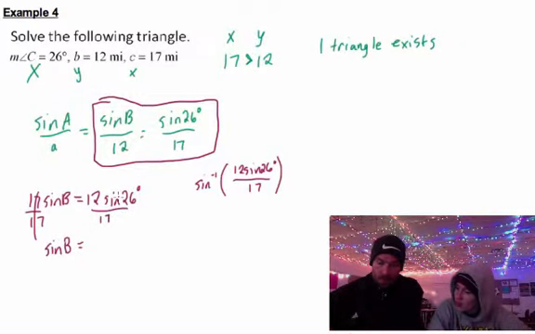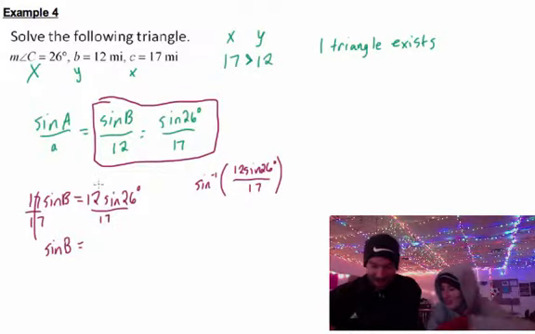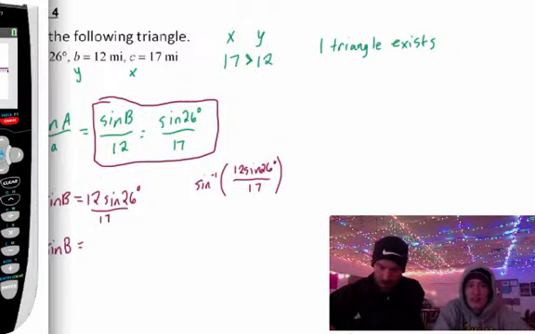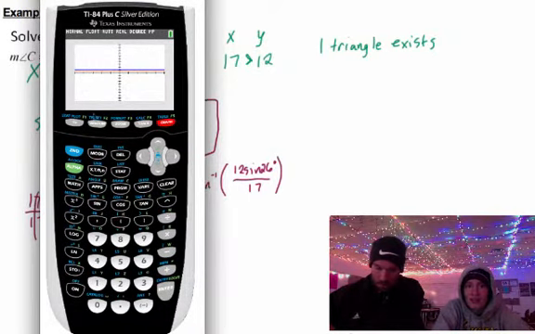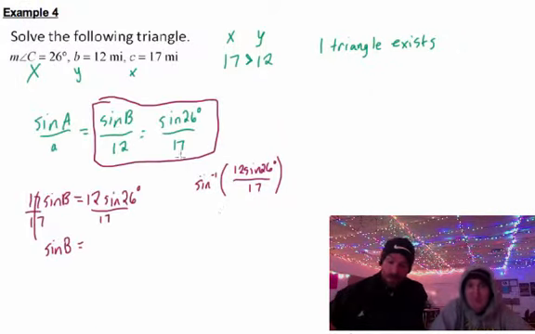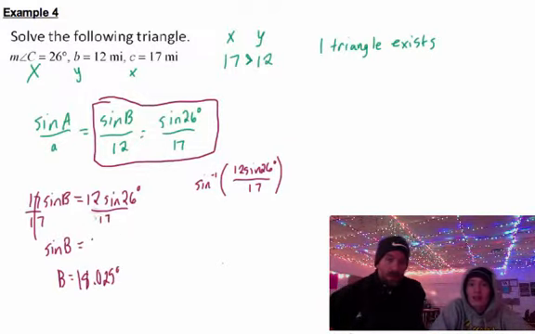I got point 3. I feel like we want it to be in degrees. Let me just change the settings on my calculator here, one second while I sort this out. 18.025. That sounds a lot better. So B equals 18.025. That's the angle B.